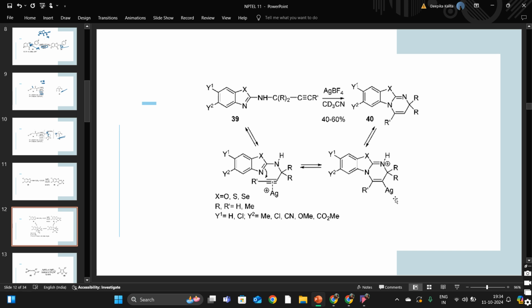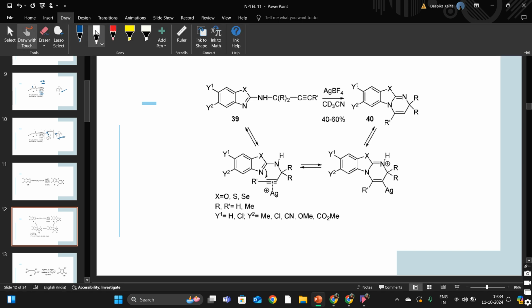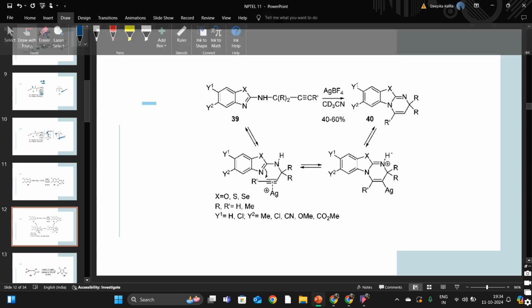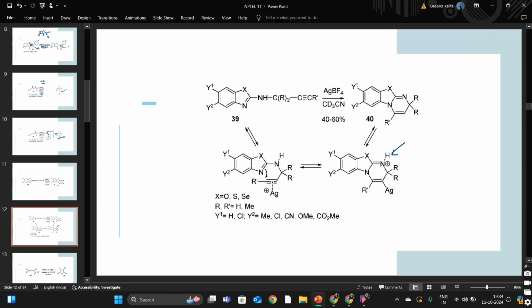After this, aromatization happens, which is taking place as a result of deprotonation. That means neutralization is taking place to give the final product. Okay, the reaction mechanisms are all the same. At first the alkyne activation happens, and then the heteroatom is going to undergo nucleophilic attack on the activated alkyne.